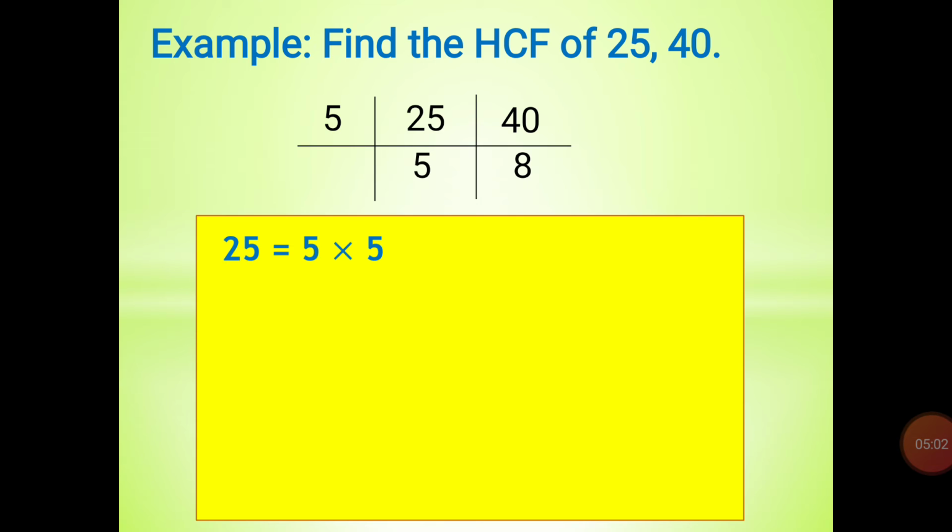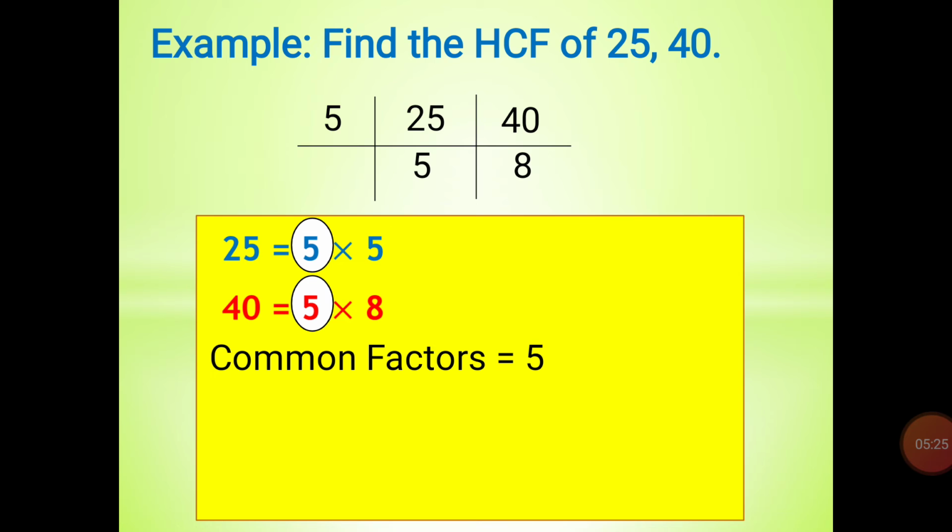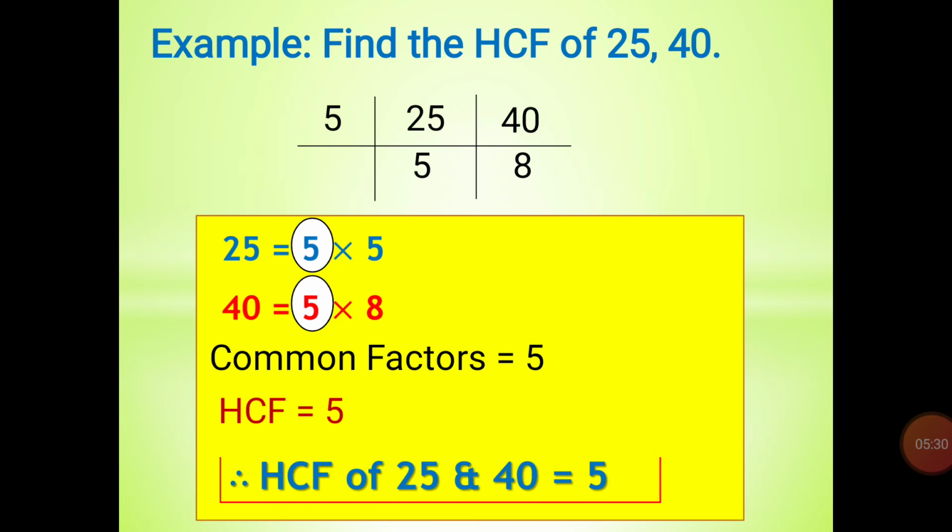Now we will write factors of 40, and that is again the same thing. The prime number which we have taken here and the quotient which we got are nothing but the factors. So we will write factors of 40 as 5 into 8. Now we will begin with the second step, that is finding the common factor, and that is only 5. We will write it separately, and here we will write HCF, that is 5. So we will write the final answer as HCF of 25 and 40 is 5.